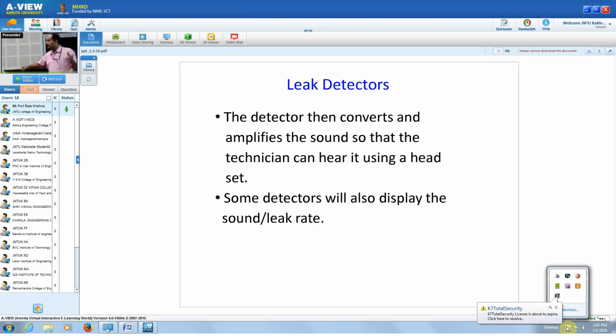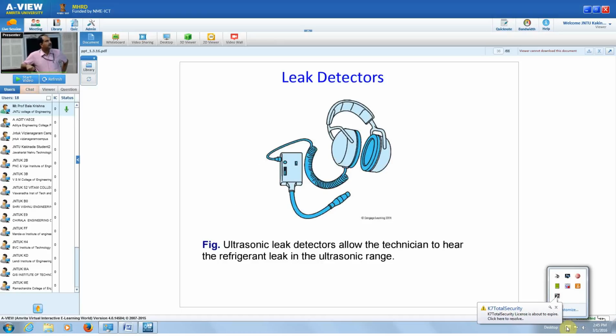Right? Like that here, a small sound, without an amplifier you can't listen to. That's why we are using it for this type of detector. Next slide. This is the headphones, and you can flash this somewhere, so that through the amplifier it converts the sound. So this is one way of leak detection. Next slide.